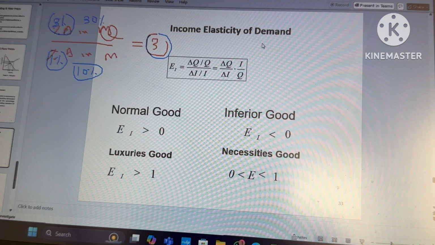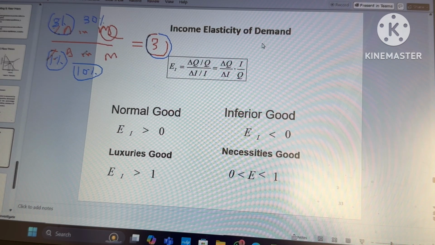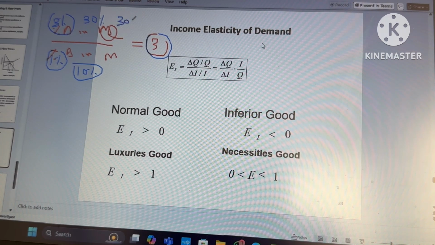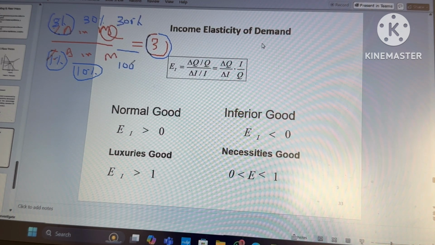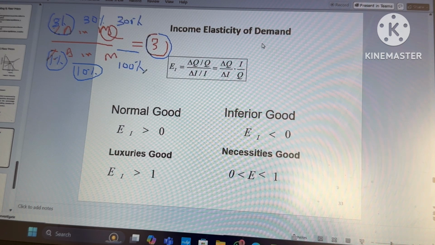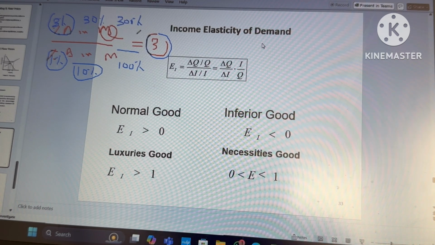So finally, the answer should be 3. That's what I said. Don't stick with these numbers; you can take any hypothetical numbers. You can even take 300% here. If you take 300% here, what number should you get for the denominator? 100%, right? So finally, if your income increased by 100%, demand will go up by 300%. It's more sensitive. That's what I say.